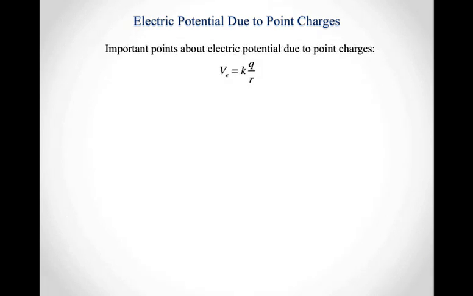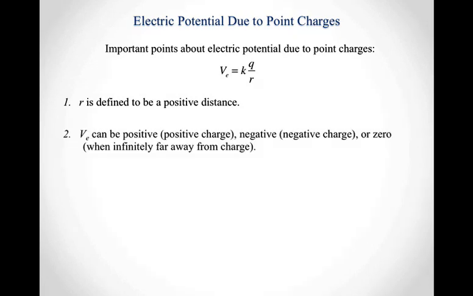So some important points to make about this equation. The first one is that, again, r is defined to be a positive distance. So whether your potential is positive, negative, or 0 depends on a couple of things. Your potential can be positive if your charge is positive. k is always a positive number, and r is defined to be a positive distance. So V will be positive when Q is positive. It will be negative when Q is negative. It's going to be 0 when you're infinitely far away. So that's how you make V 0, you just go infinitely far away. So the electric potential can be positive, it can be negative, it can be 0.